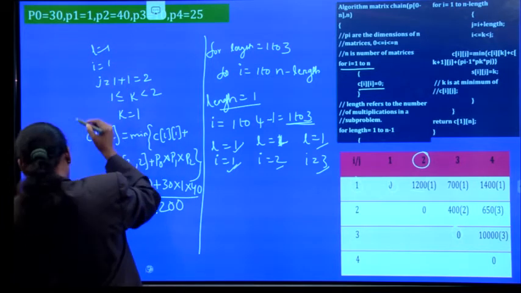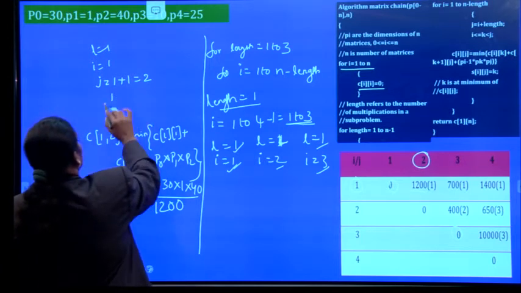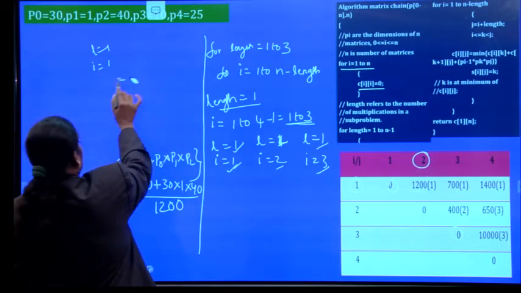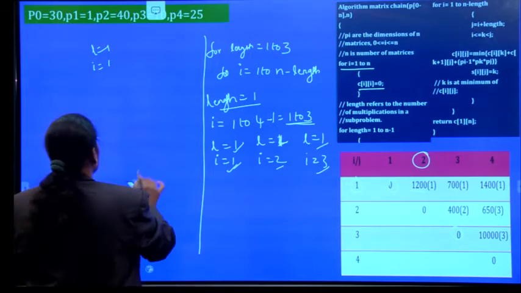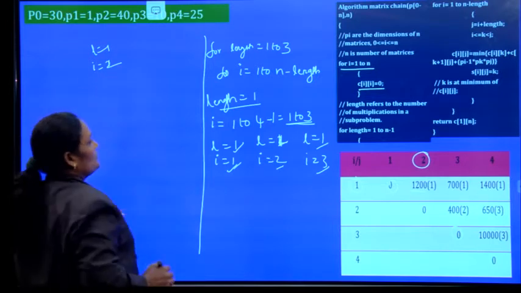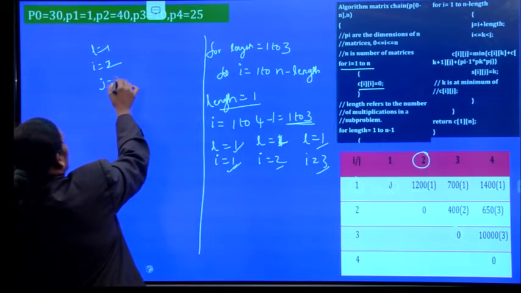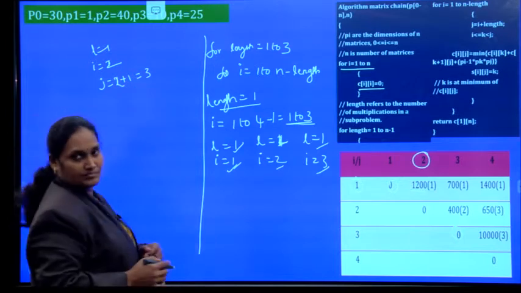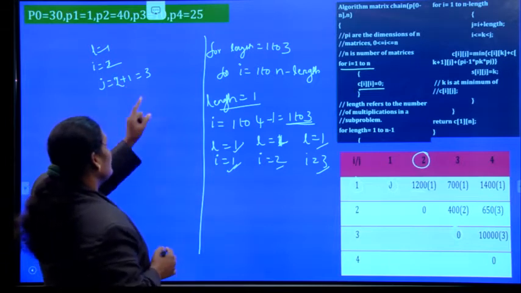Now in the next case, what are we taking? Now I am going to show you the second case of solving this particular problem. What is the second case? L is equal to 1, i is equal to 2. In this case j is equal to i plus length, that is 2 plus 1, which is 3. j is equal to 3.